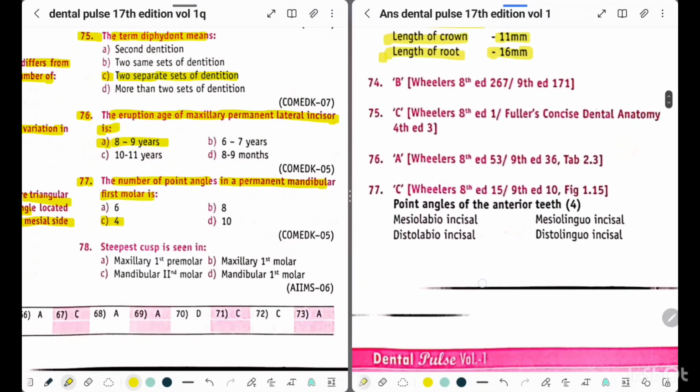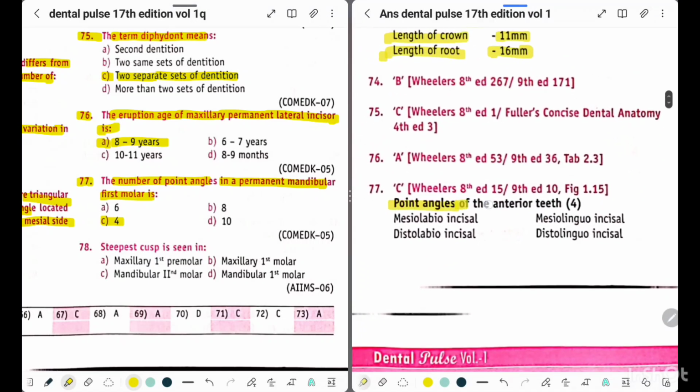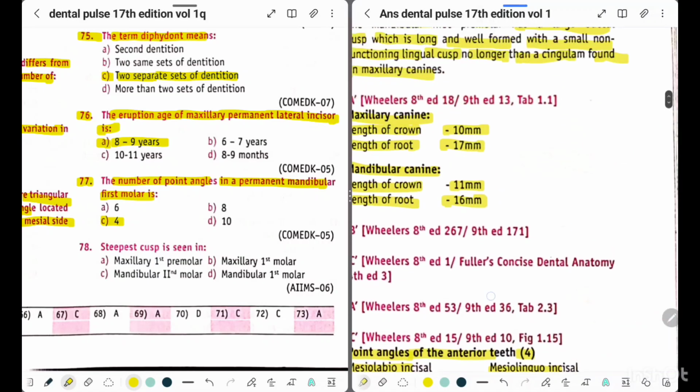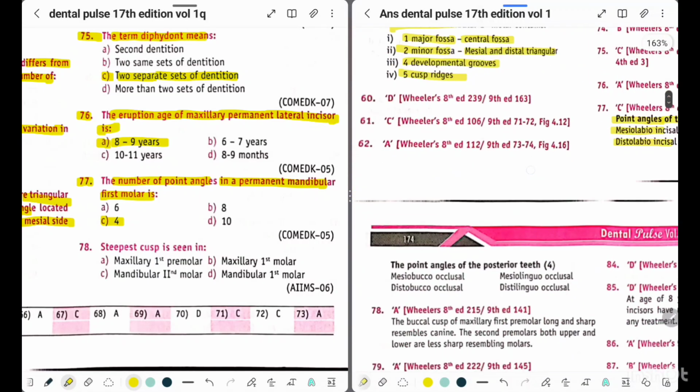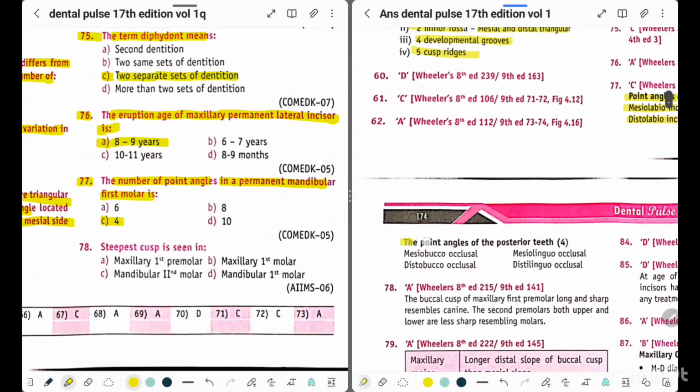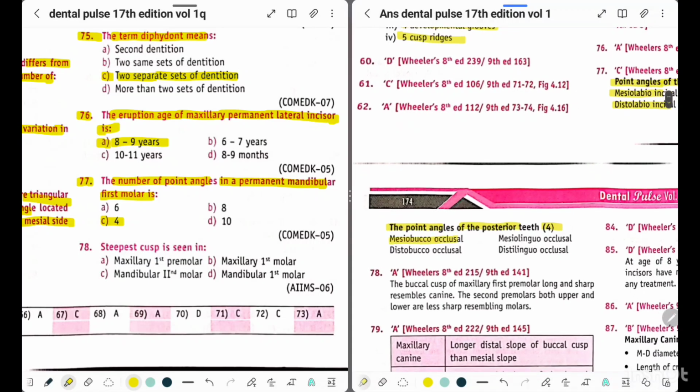Let's see its explanation. Point angles of the anterior teeth: 4. Mesiolabioincisal, mesiolinguoincisal, distolabioincisal and distolinguoincisal. And point angles of the posterior teeth are also 4. Mesiobucco-occlusal, mesiolinguo-occlusal, distobucco-occlusal and distolinguo-occlusal.